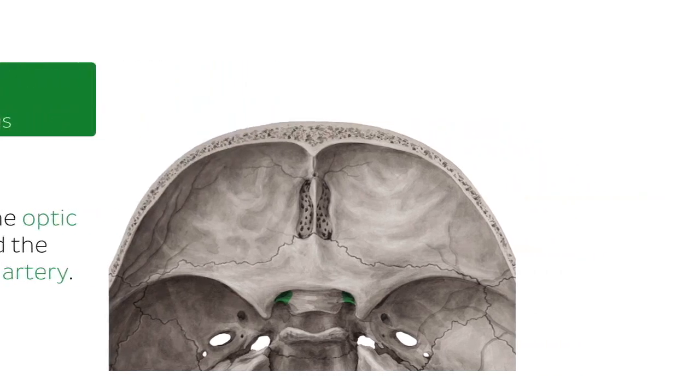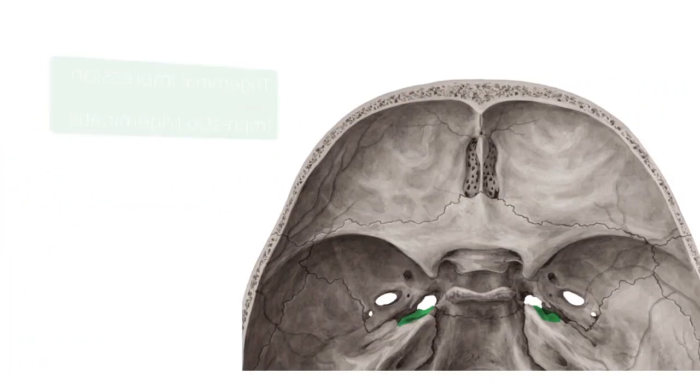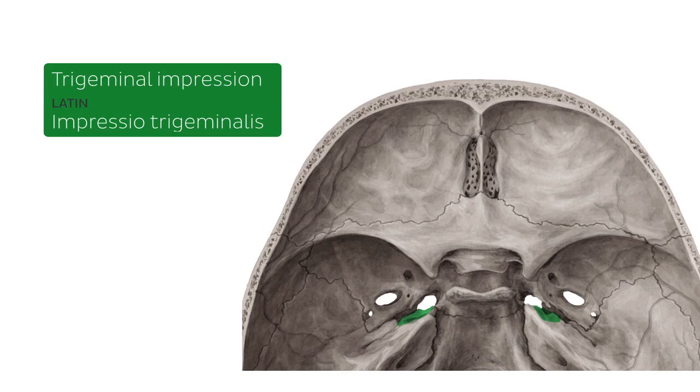The next structure that we're going to be highlighting here is known as the trigeminal impression. The trigeminal impression is located on the petrous part of the temporal bone near the carotid canal. It is covered by the trigeminal ganglion.